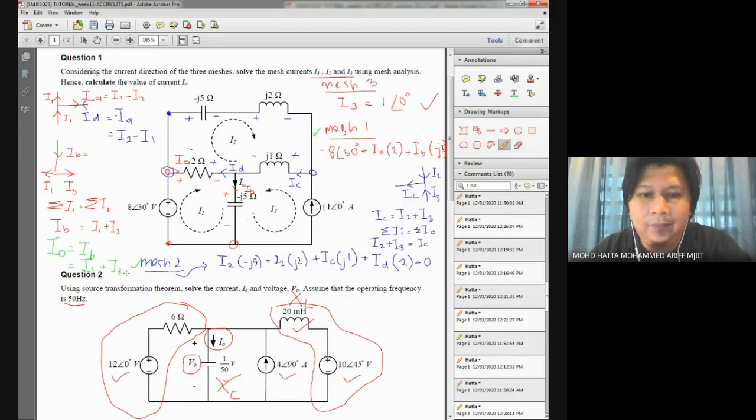Okay, and basically you always need to solve all the currents, because the original question asks us about I1, I2, and I3, and finally, for IO. So once you solve this one, IO is quite straightforward based on the direction given in the circuit. All right, any questions so far?